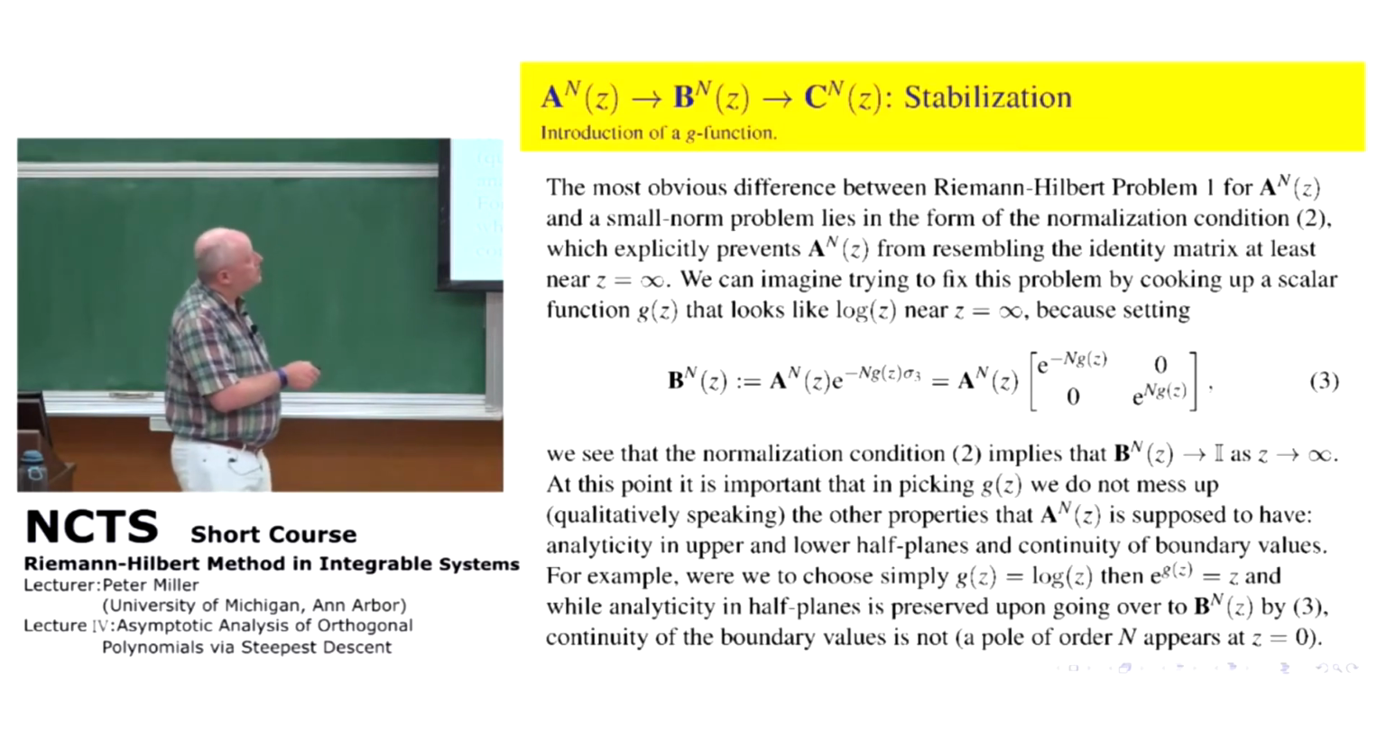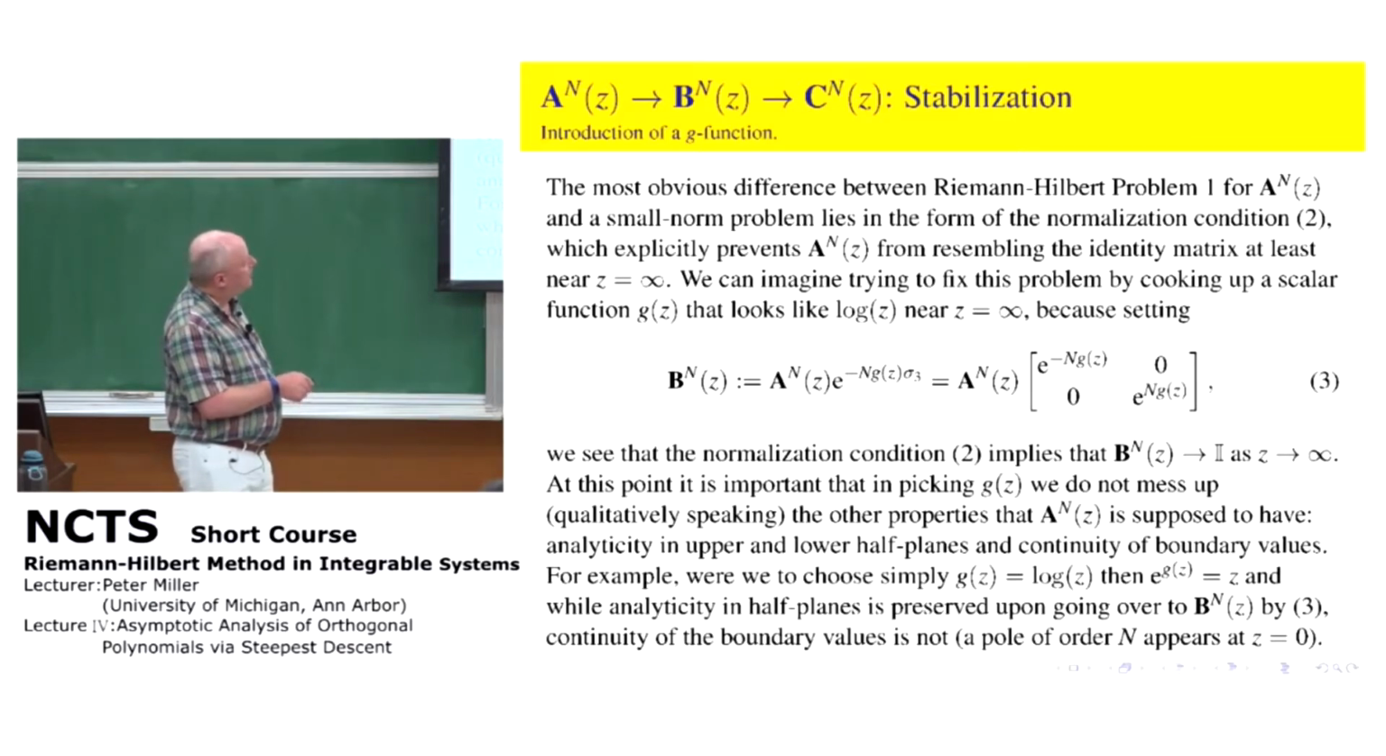So you could imagine trying to fix the problem by cooking up some kind of scalar function, g of z, that behaves like log z at infinity. Because then, if you were to transform A into B by this formula, so A_n is e to the minus n g sigma 3, if g looks like log z, then e to the minus n g looks like z to the minus n sigma 3. And that product then is something that would tend to the identity matrix as z goes to infinity. So this is the game, okay?